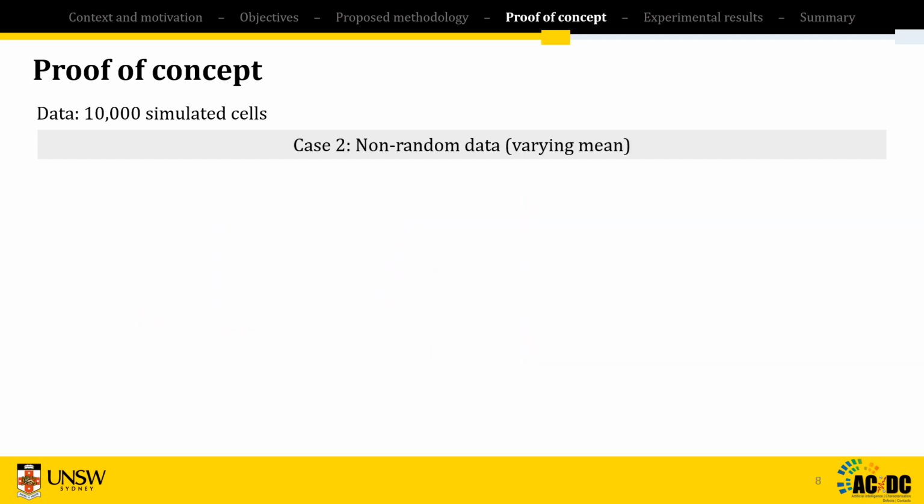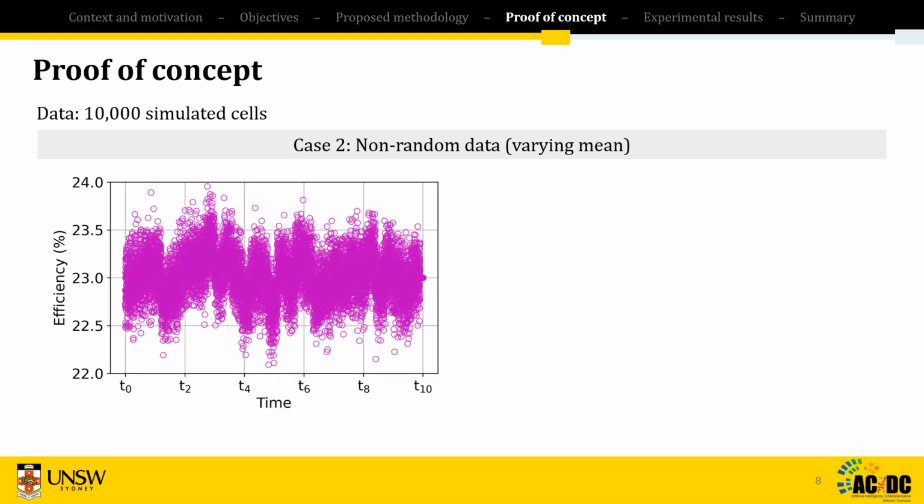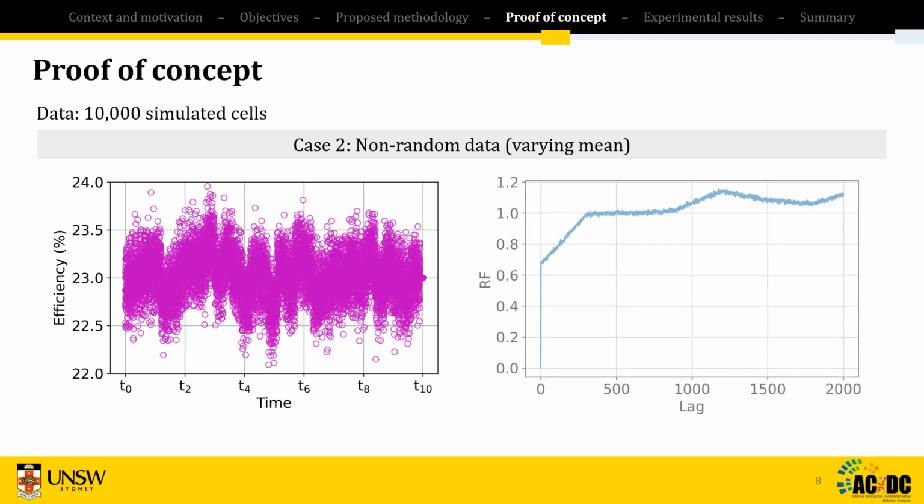Now what if we have a non-random data? And for this case, we vary the mean for every 300 cells, and this is the efficiency as a function of time. And this is the corresponding RF versus lag. You can then infer 3 critical aspects of a production line based on this figure.